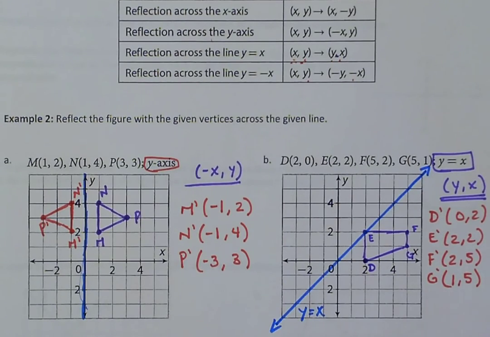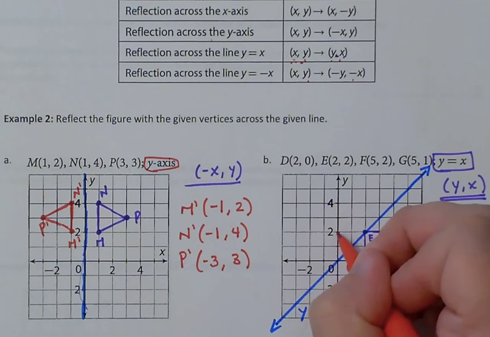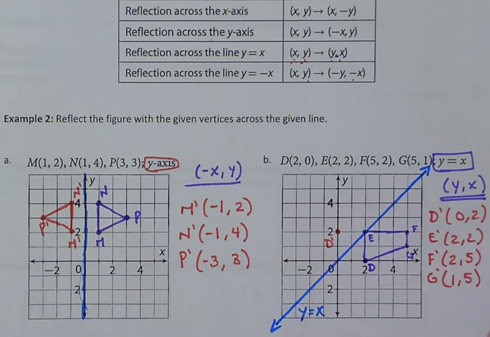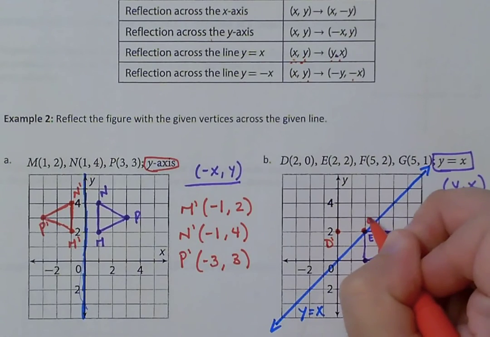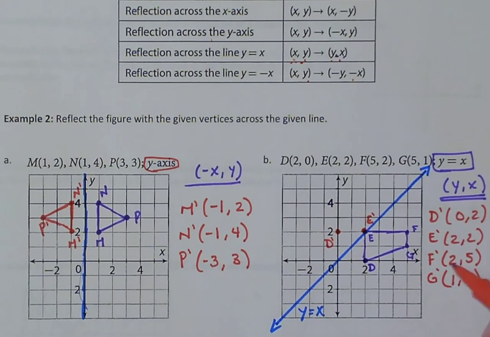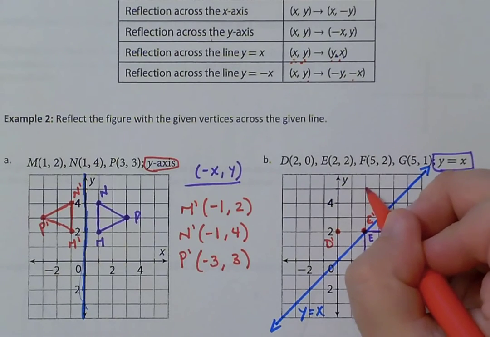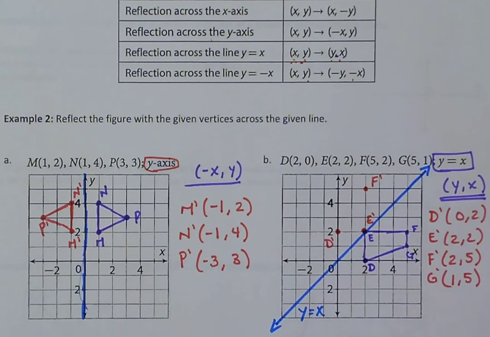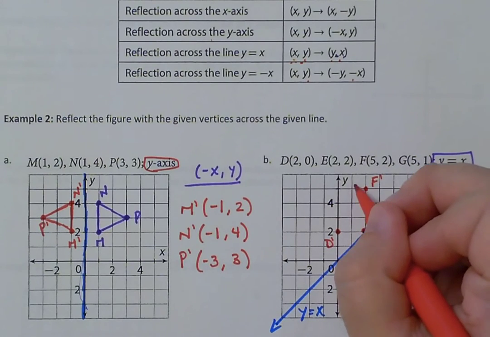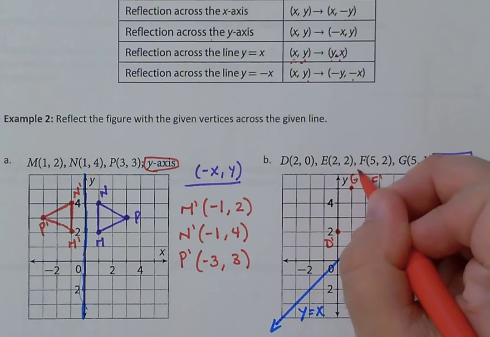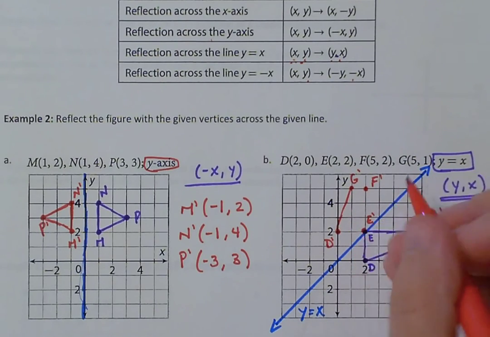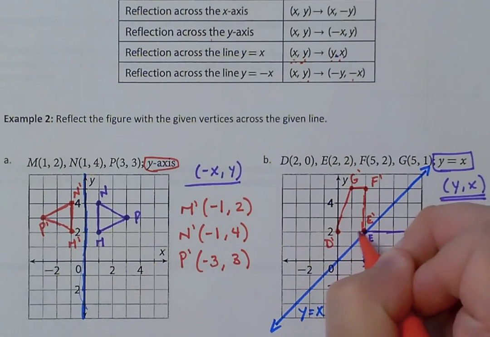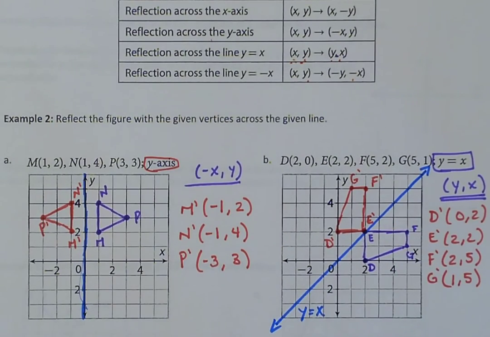So if I go through and plot all my points, D prime is at 0, 2, E prime is at 2, 2, so it's actually at the same point as E. F prime is at 2, 5, and then G prime is at 1, 5. So I go through and connect my points, and then I have my reflected trapezoid. So this trapezoid is now reflected over the line y equals x to that point.